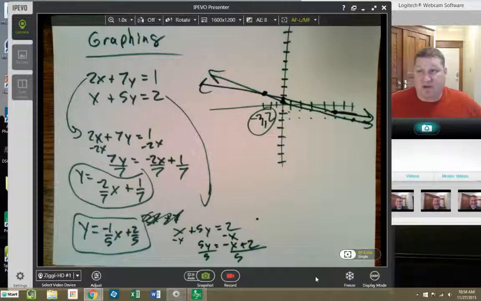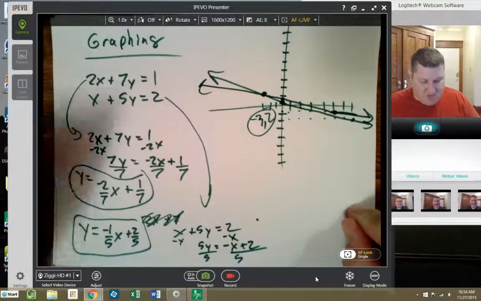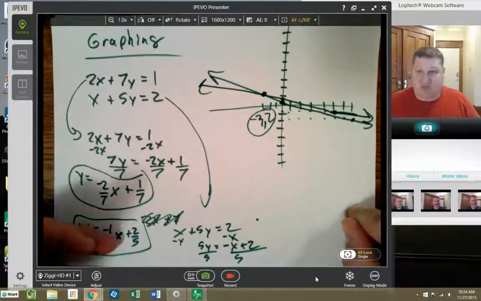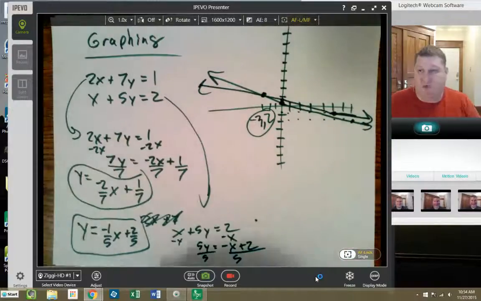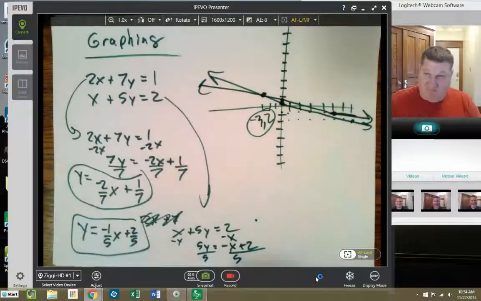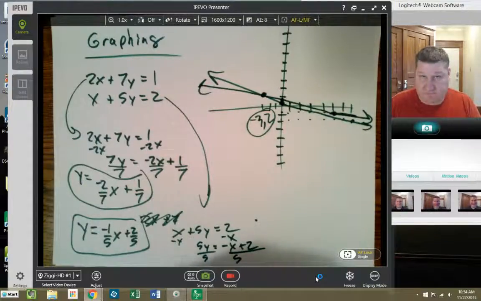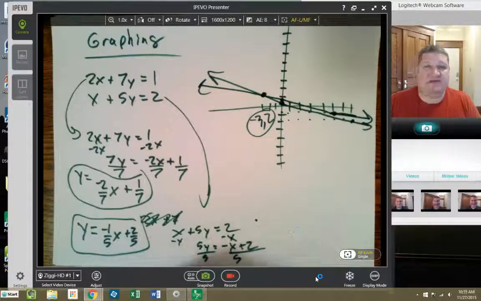So let's review again. Our graphing method is we have to take each equation and solve it for y, making sure that y equals mx plus b, graph the two equations, do our very best to graph it, connect the dots, and the last thing you have to do in the graphing method is guess where they cross. And again, they may or may not be entirely accurate.